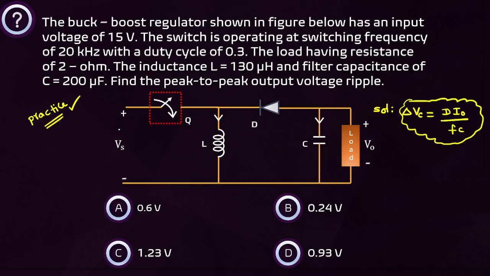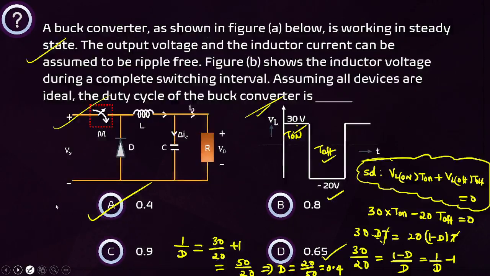Next, this is also a buck boost regulator, because the inductor is in the middle. You have to find the peak to peak capacitor ripple voltage. These are important models. Practice this, and this model is repeated in the GATE exam. We just have to apply the volt second balance, then we can solve this one.